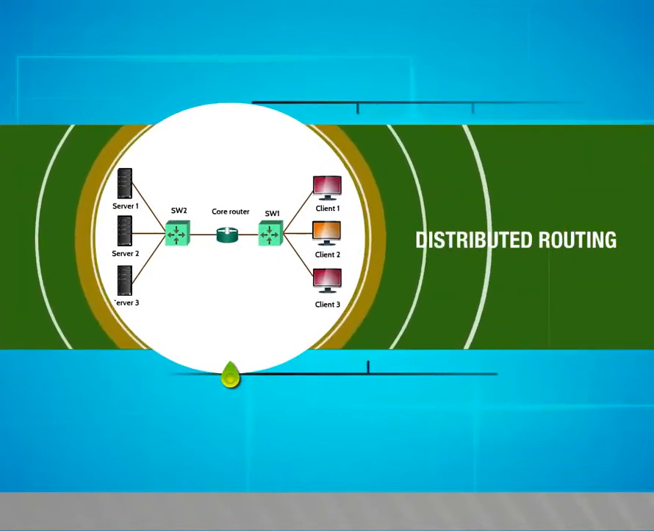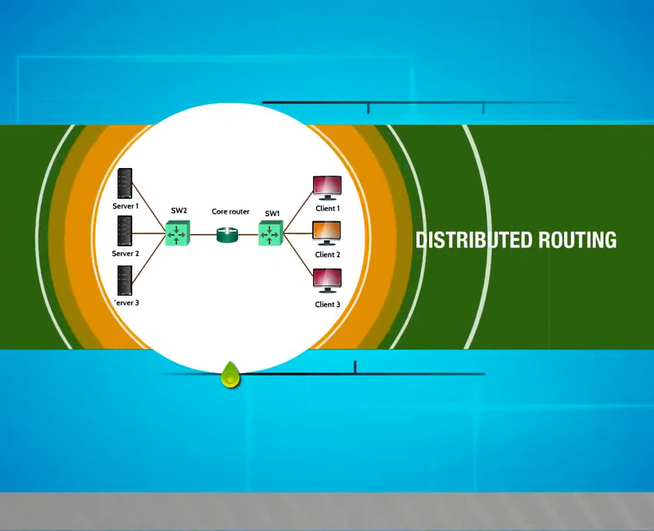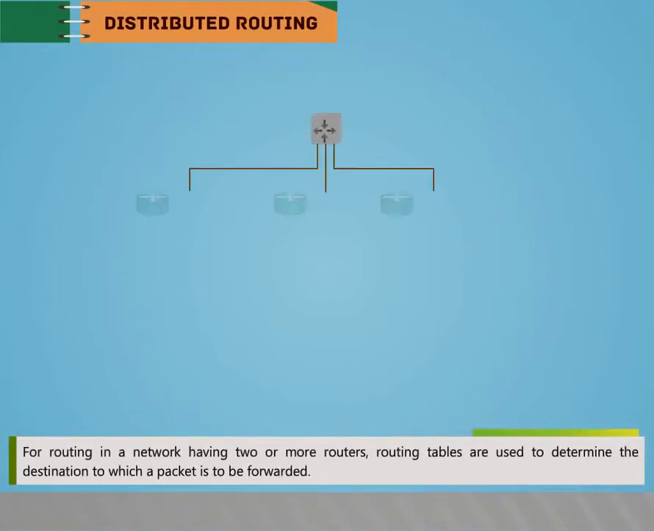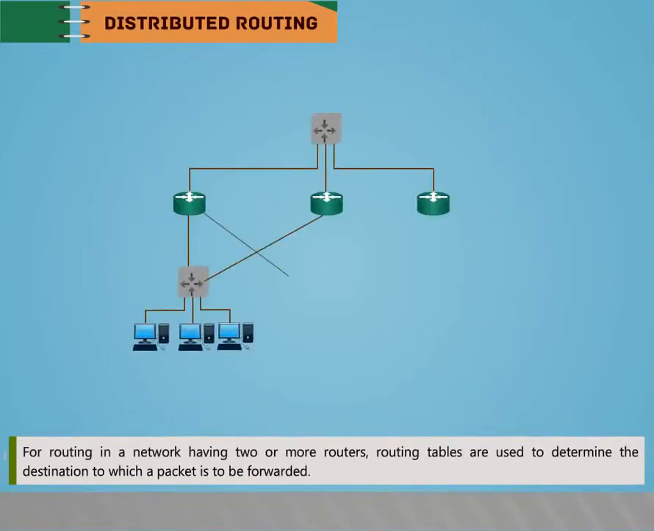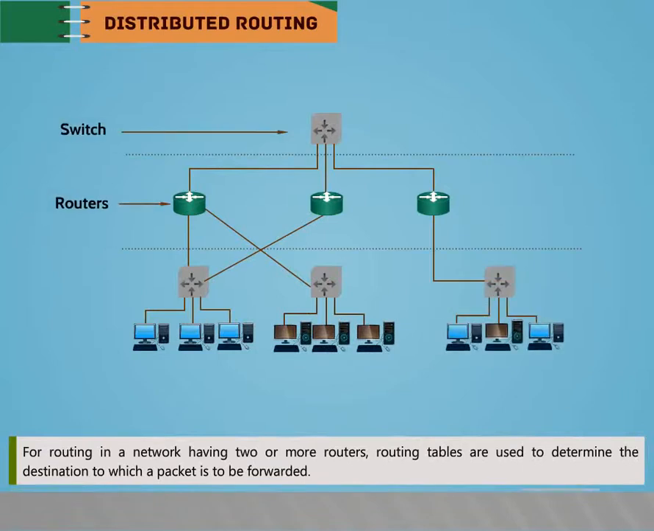Distributed routing. In this video, we are going to see about distributed routing. For routing in a network having two or more routers, routing tables are used to determine the destination to which a packet is to be forwarded.